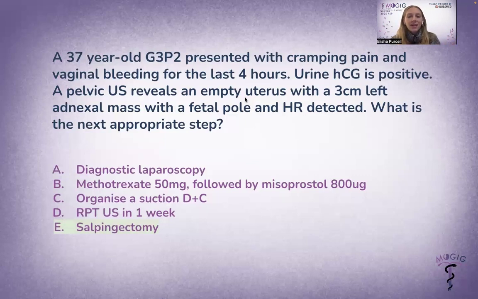Pelvic ultrasound reveals an empty uterus. Okay, it's not intrauterine, with a 3 centimeter left adnexal mass. Okay, we've got a mass in the adnexa, and there's a fetal pole and heart rate detected. That immediately tells me that there's a live fetus there, because the heart rate detected is the biggest giveaway. So we've got an ectopic pregnancy. In this instance, the only appropriate option will be the salpingectomy.